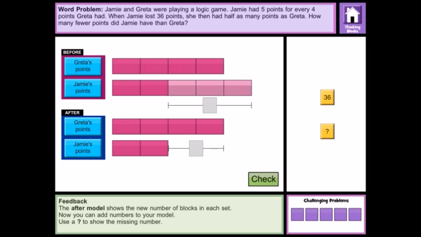Now we have to put some of the values on there, or indicate which values we want to find. We know that Jamie lost 36 points. So which one of these arrows indicates where the 36 points are represented? Think about it. These have been lost. The question then asks us, how many more points does Greta have? So which of the arrows do you think represents Greta having more than Jamie? Have a think about it and then check your answer.